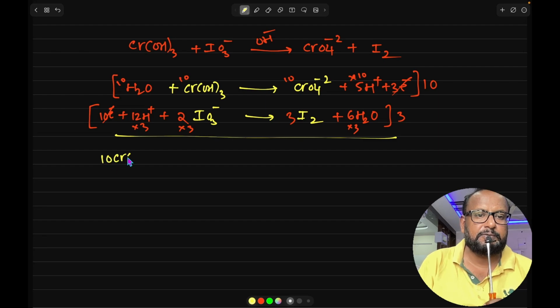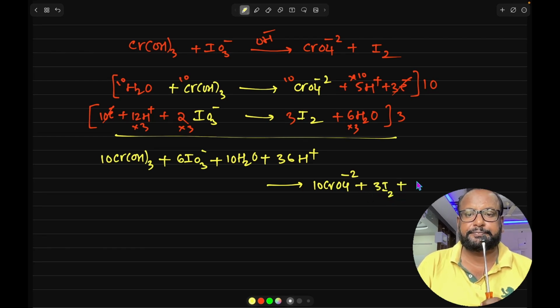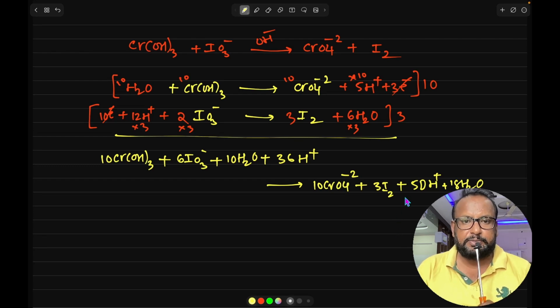So I'll write the final reaction. 10 moles of Cr(OH)3 plus 6 moles of IO3 minus, plus 10 moles of H2O plus 36 moles of H plus ions gives 10 moles of CrO4 2 minus plus 3 moles of I2 plus 50 moles of H plus, 18 moles of H2O. So this is the reaction which has been balanced.